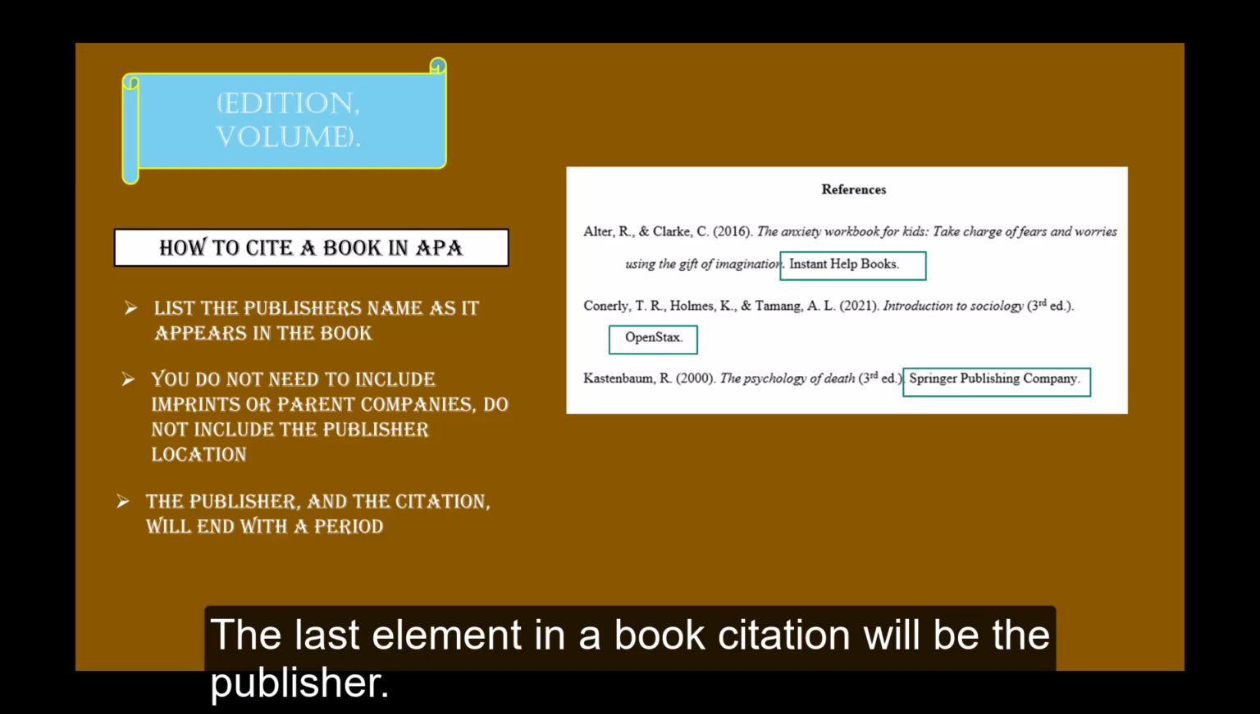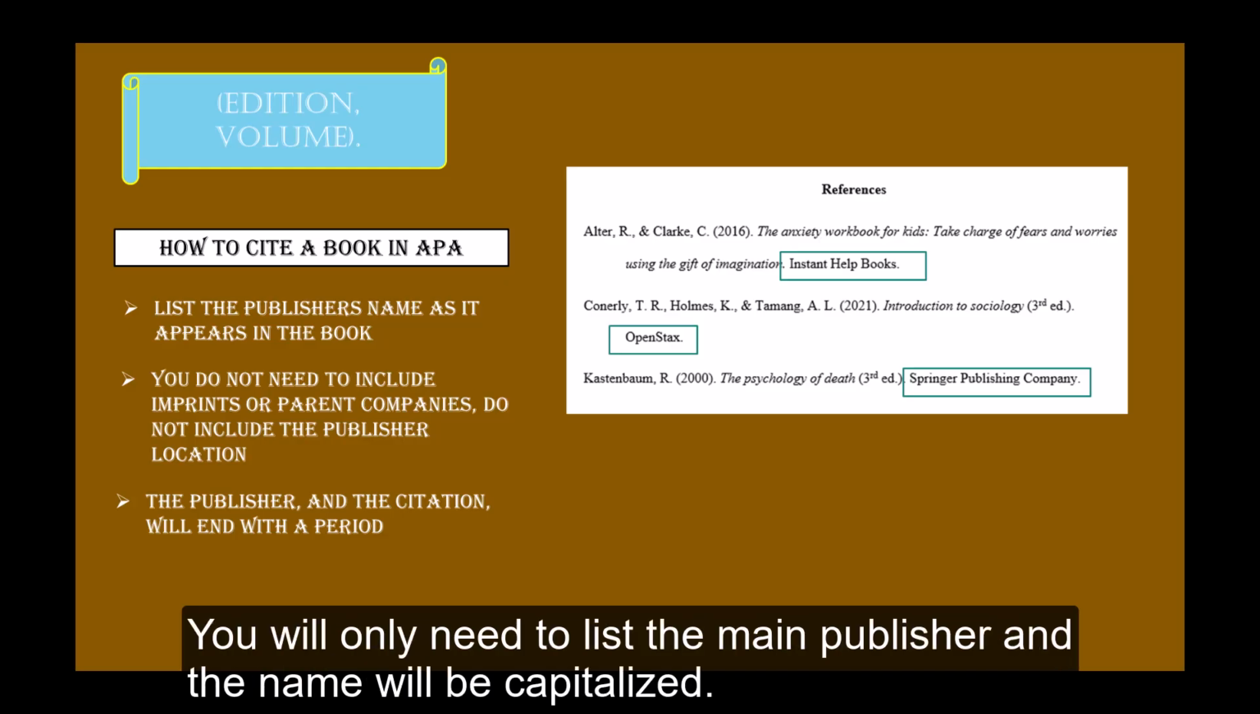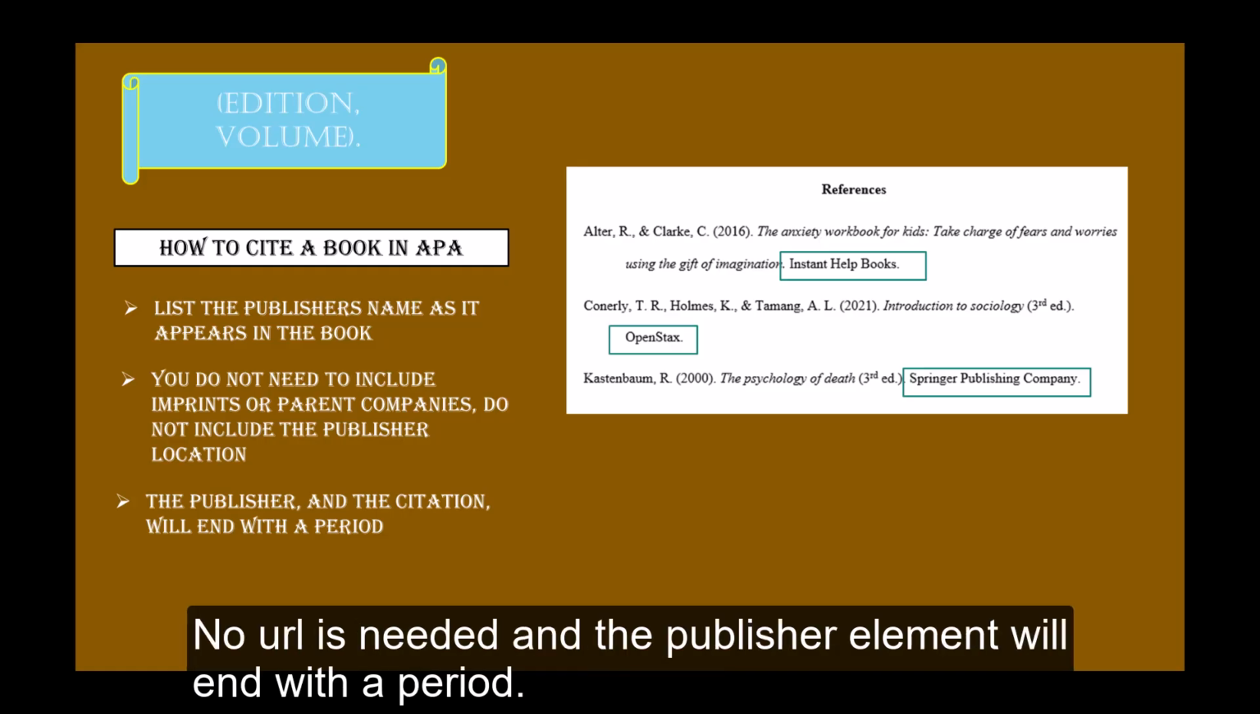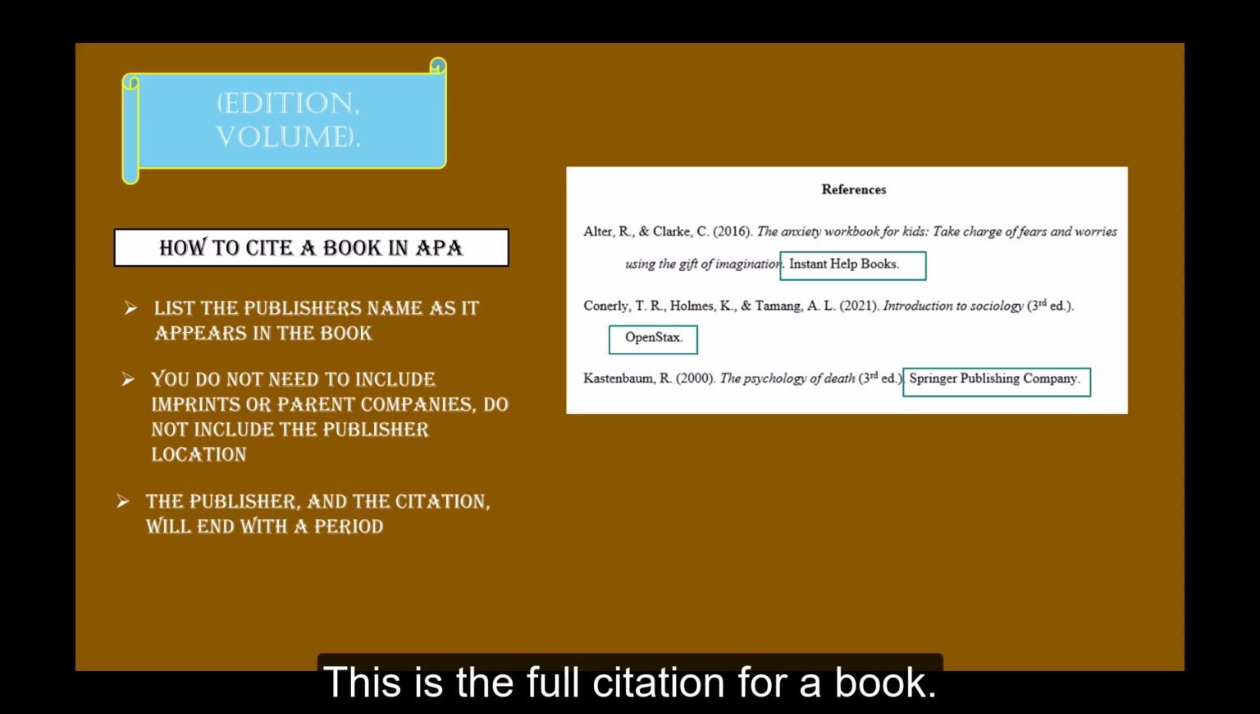The last element in a book citation will be the publisher. You will only need to list the main publisher and the name will be capitalized. This citation will be the same for an ebook as long as it's the same edition. No URL is needed and the publisher element will end with a period. This is the full citation for a book.